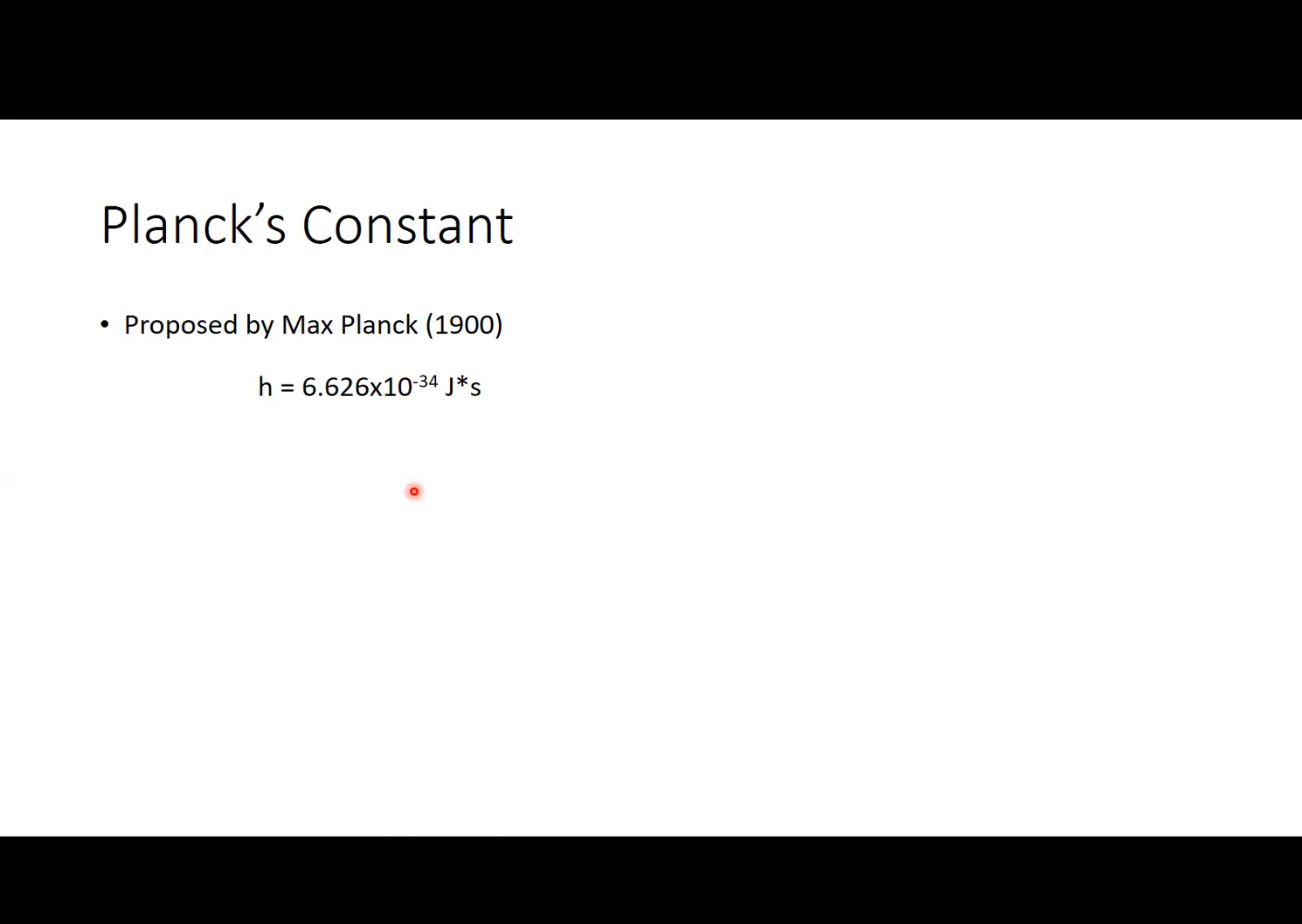So here we go. We've got Planck's constant here, and it's an incredibly small number. Look at that, 10 to the minus 34 joules times seconds. What is Planck's constant? It's a number that we can use to associate the energy of a wave and its frequency. The energy of a wave is directly proportional to the frequency, and the proportionality constant is Planck's constant. So E equals h times nu.